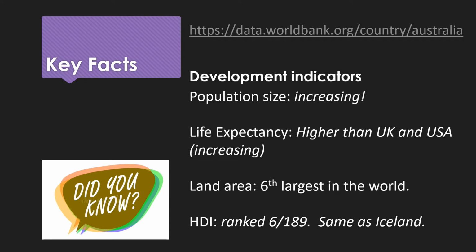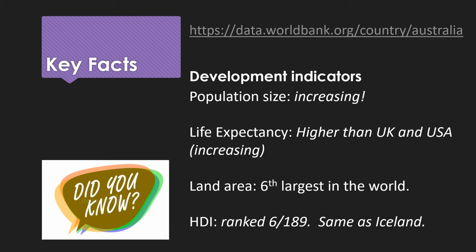Australia's population is increasing, and actually Australia is a really, really huge country, and you'd expect more people to live there because of the size of it, but because so much of it is desert, like you saw from the climate section earlier, a lot of people can't live towards the centre of Australia, so most people live around the coastal areas, especially around the east coast, so they actually don't have that bigger population for the size of the country. Life expectancy is higher than the UK and the US, and this is increasing.